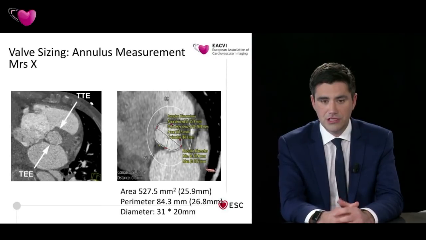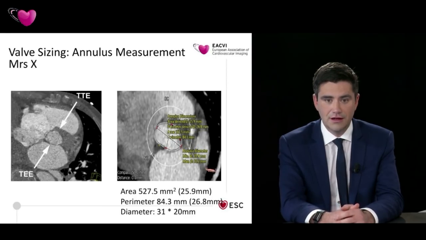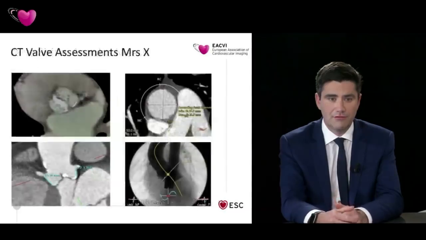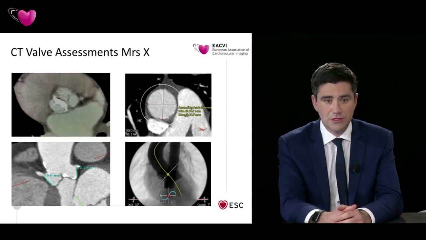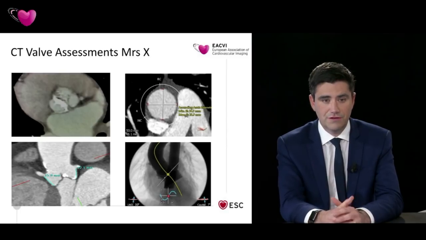We thought that the patient was probably in the range of a 29 millimeter TAVI valve if we were going to go down that route. So you can then do other assessments. So we can take measurements across the sinuses. We can look at the morphology of the valve.